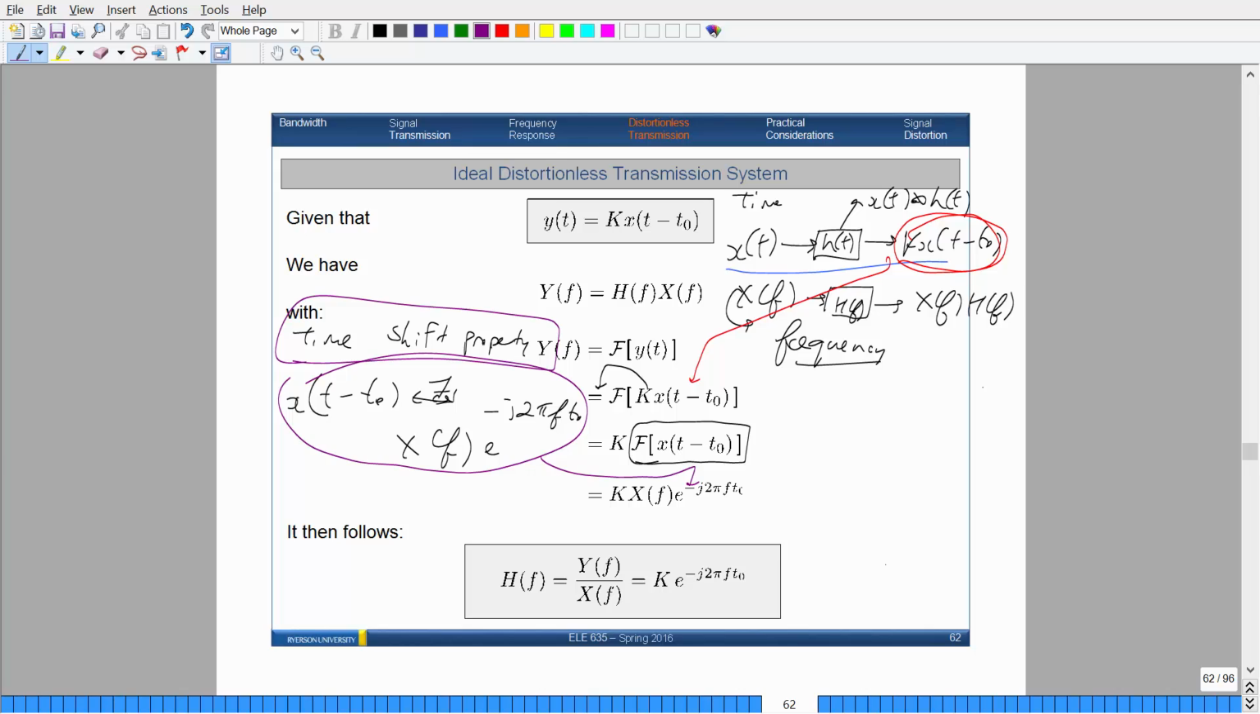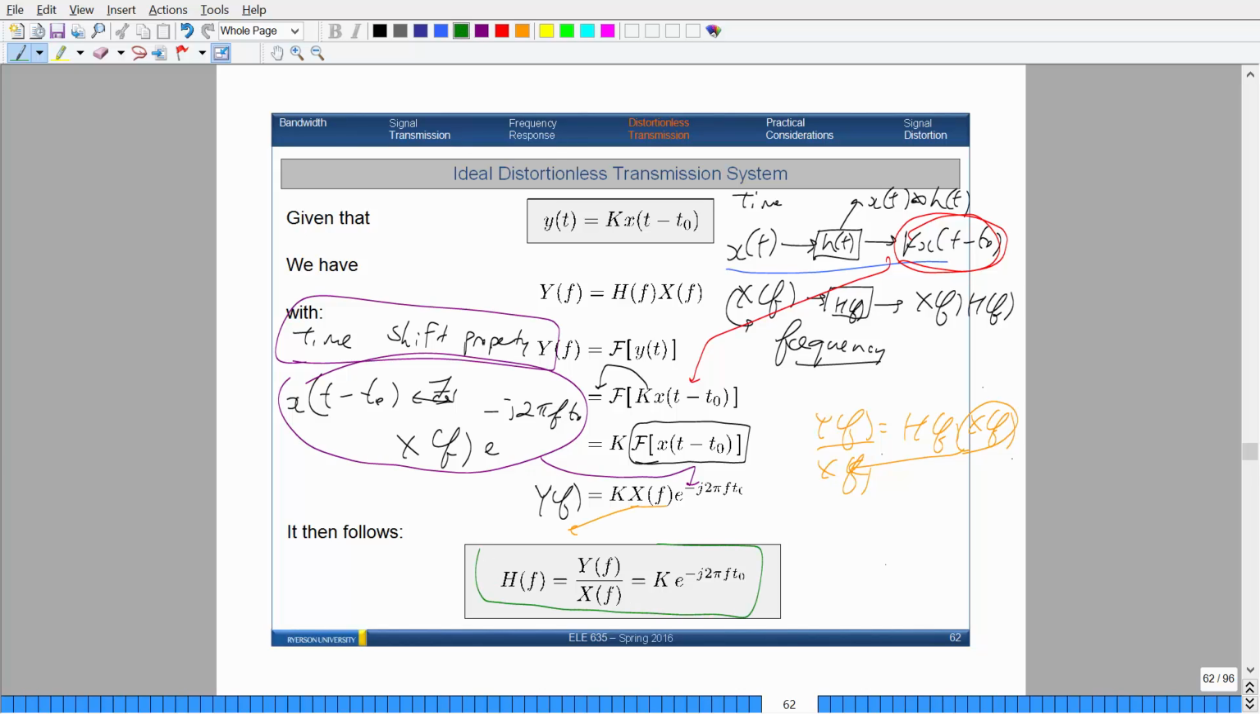Okay, so this is y of f. I want to figure out what my impulse response is. Well, I already know that y of f equals h times x. So I just have to divide by x, bring this over here to get my impulse response, and that's what I get. So if I bring this guy down here, that's my final equation.